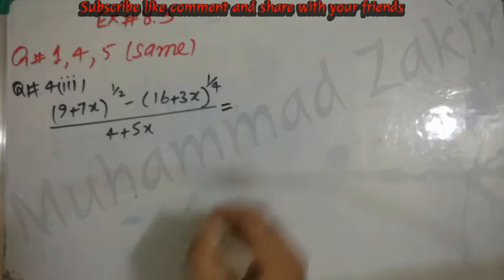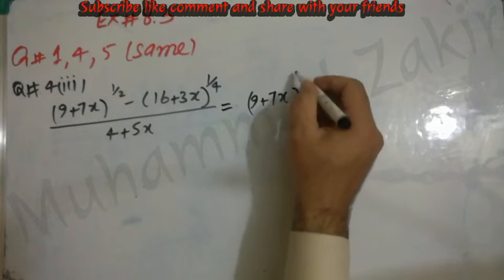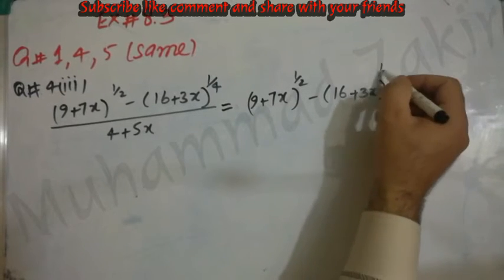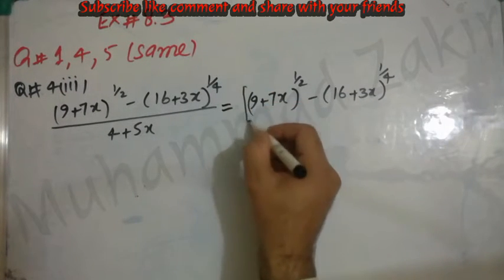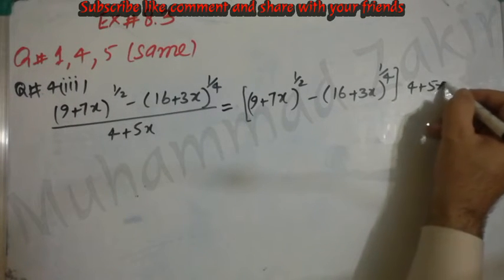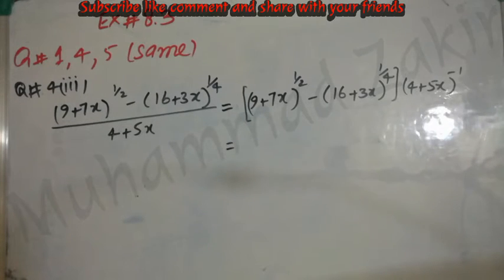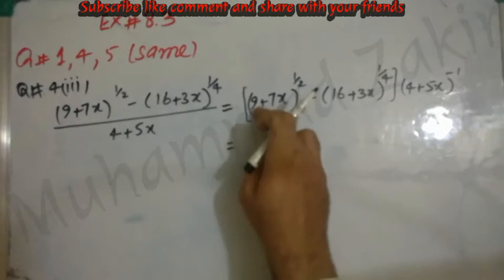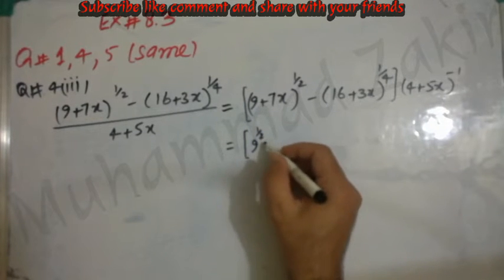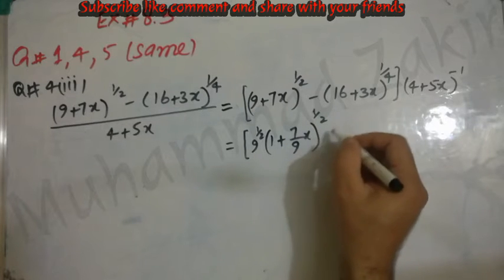Now this is equal to, we write 9 plus 7x power 1 by 2, 16 plus 3x power 1 by 4, and we write with it the denominator value 4 plus 5x. Its power will be minus 1 then. After it, we take 9 common from here. So 9 with its power 1 by 2 will be common. 1 plus 7 by 9x power 1 by 2.